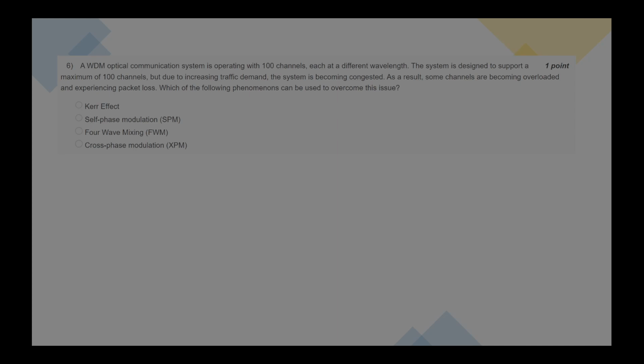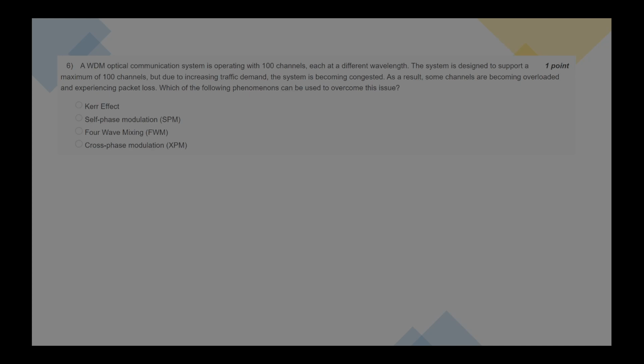Question number 6. A WDM optical communication system is operating at 100 channels, each at a different wavelength. The system is designed to support a maximum of 100 channels, but due to increasing traffic demand, the system is becoming congested. As a result, some channels are becoming overloaded and experiencing packet loss. Which of the following phenomena can be used to overcome this issue? So there are 4 phenomena: Kerr effect, self-phase modulation, four-wave mixing, cross-phase modulation.